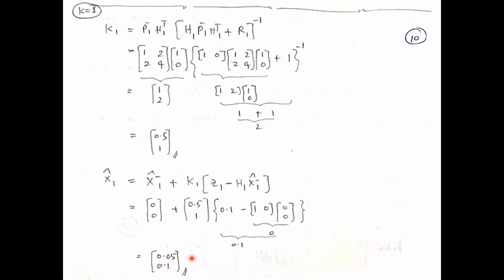So now see, the Kalman filter estimates both states, state 1 and state 2. This is the position, this is the velocity. And the measurement is 0.1 at k equals 1. But the Kalman filter says 0.05.